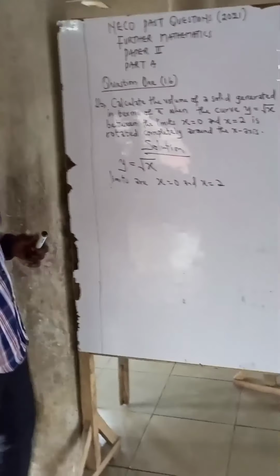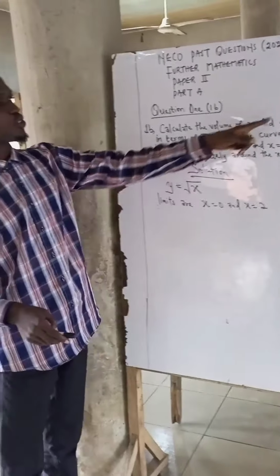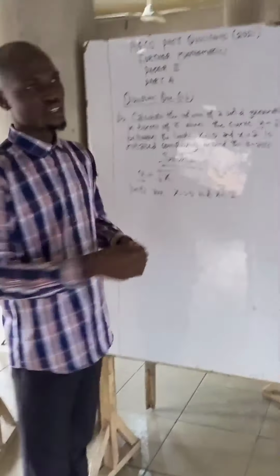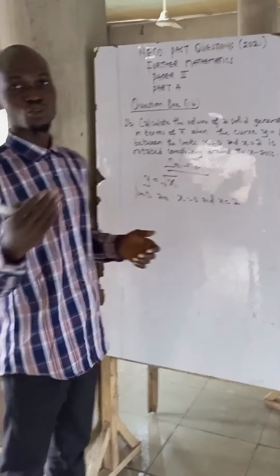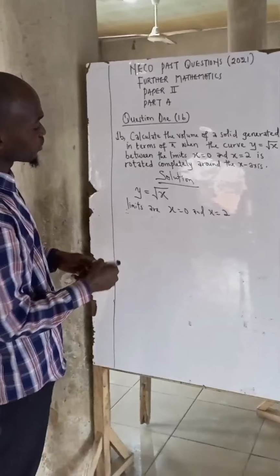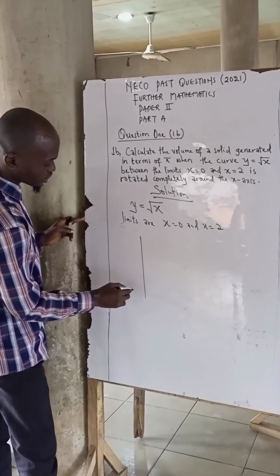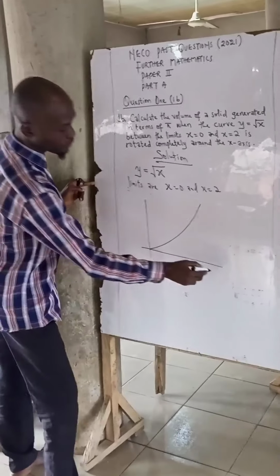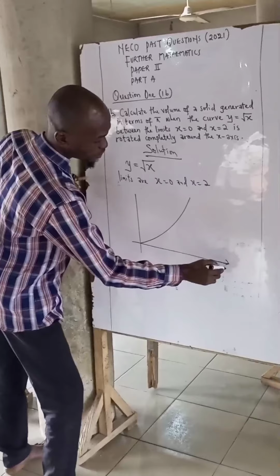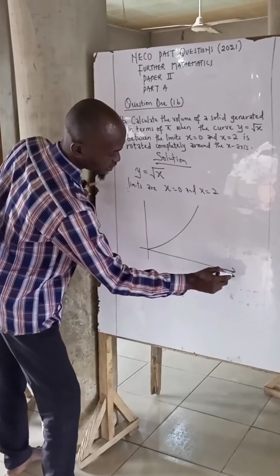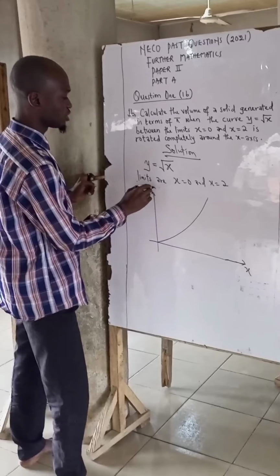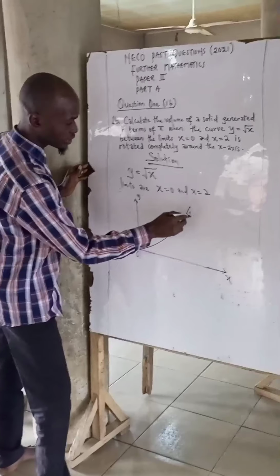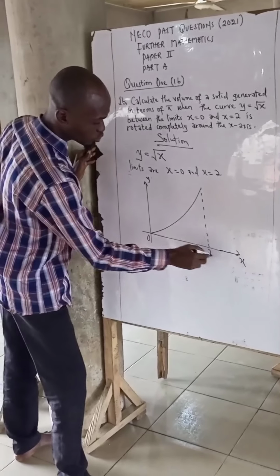First of all, when they say calculate the volume of a solid generated, if we represent this curve, we don't even need to represent it, but I just want to show you how the diagram would look like if we are to represent it. So, this is the x-axis, positive x-axis, and this is positive y-axis. This is the 0 part, and then this is 2 on the x-axis.